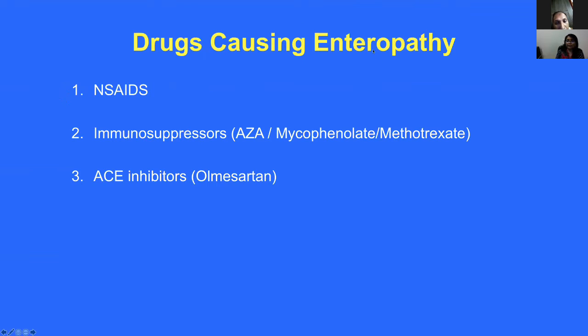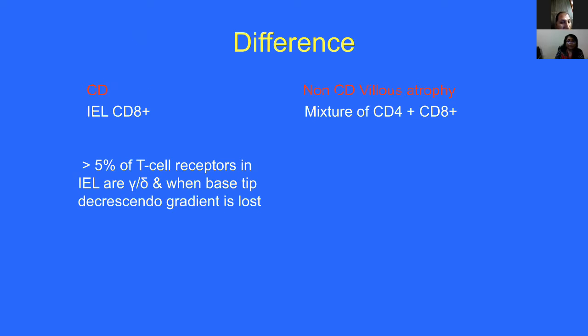What are the drugs which can cause enteropathy? These are the NSAIDs, which are very commonly used by patients. Immunosuppressives in the form of azathioprine, mycophenolate, or methotrexate. ACE inhibitors, especially olmesartan, have been linked to villus atrophy in patients with duodenal biopsy or secondary to chronic diarrhea. We can differentiate celiac disease from non-celiac villus atrophy by looking at the different populations of cells. If we have predominantly intraepithelial lymphocytes as CD8 cells, that shows this is celiac disease. And if this is a mixture of CD4 and CD8, that shows the cause of villus atrophy is non-celiac.